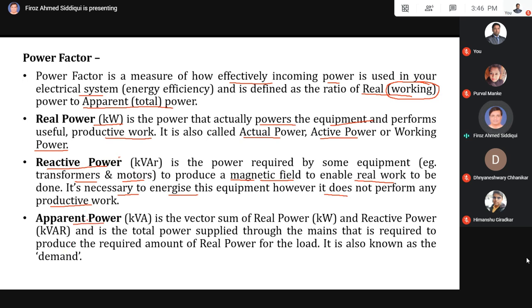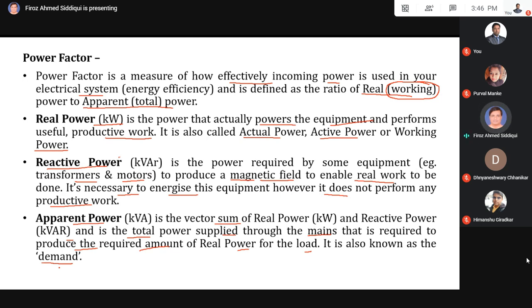What is the apparent power? It is the vector sum of real power and the reactive power. So apparent power is what? Vector sum of both these powers, that is real power and reactive power, and is the total power supplied through the mains that is required to produce the required amount of real power for the load. It is also known as the demand. सो जितना भी पावर मेंस के थ्रू आ रहा है, that is the apparent power.